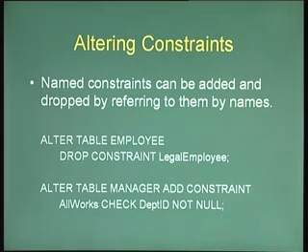Now what happens if there are already some tuples in the relation whose department IDs are null? In such a case, the addition of this constraint fails. That is, the constraint cannot be added because it cannot be enforced on this table, because there are already some managers whose department IDs are null.